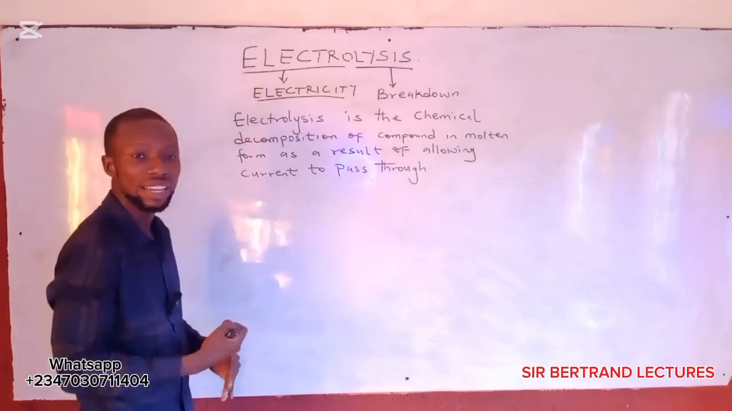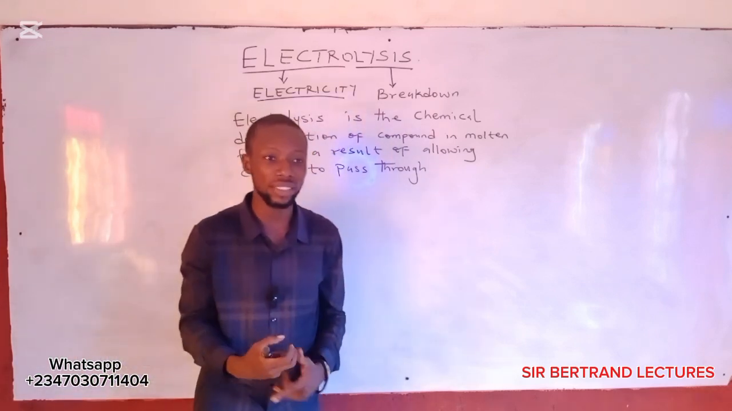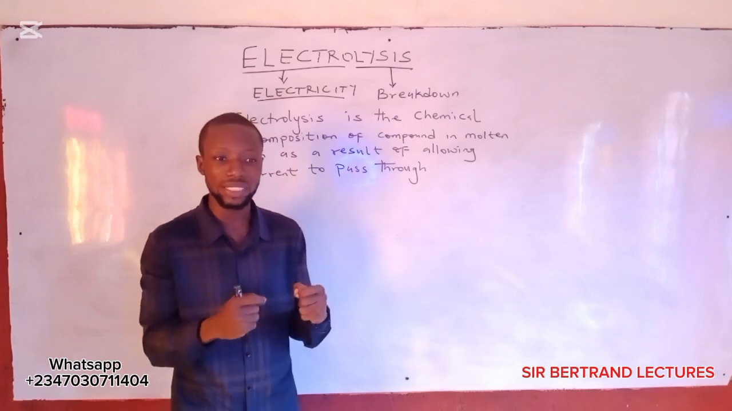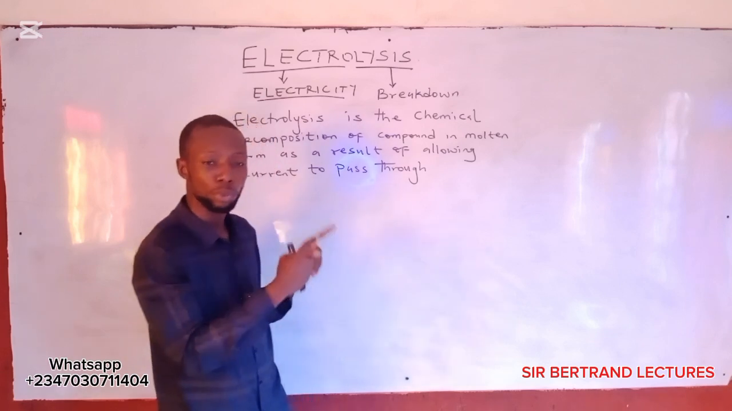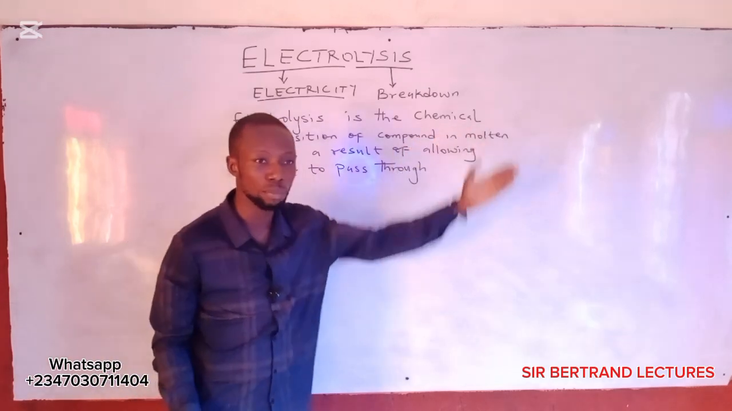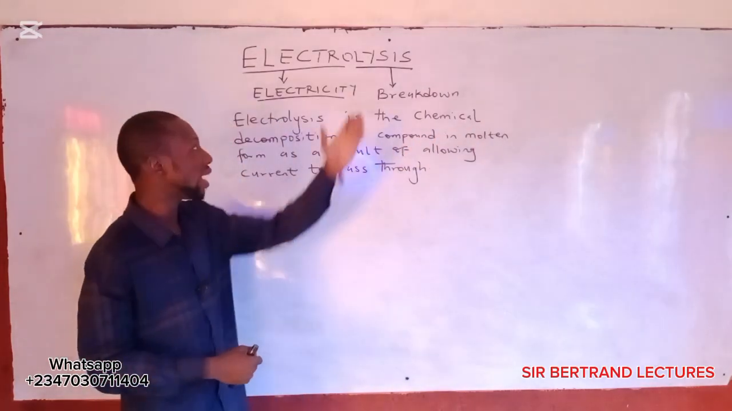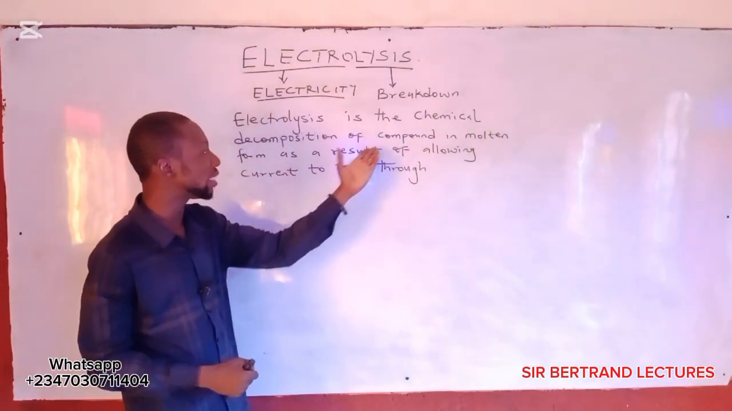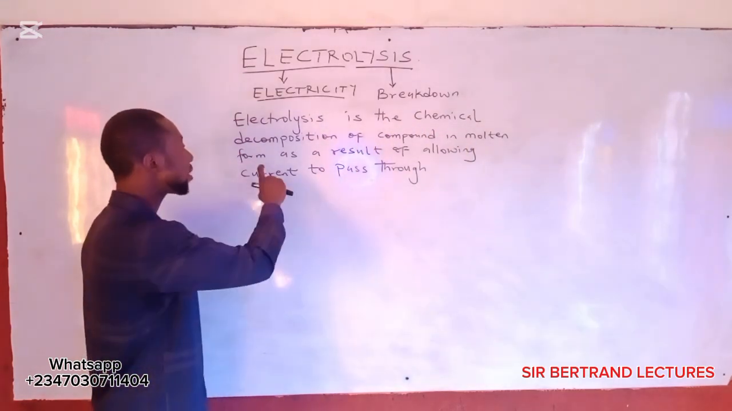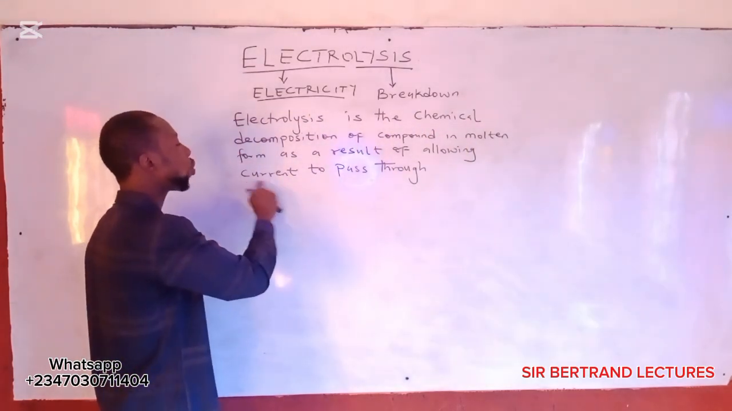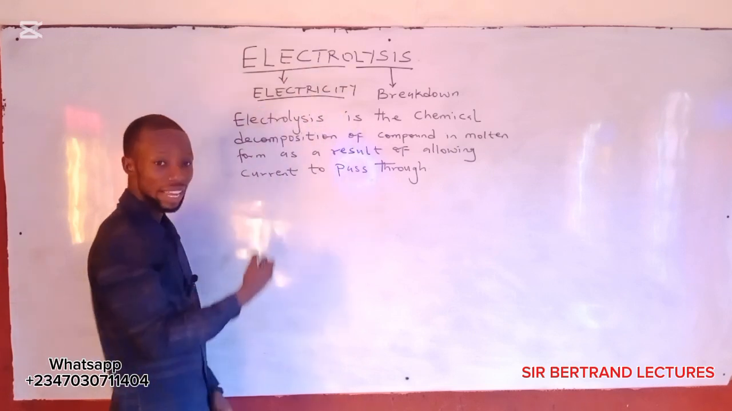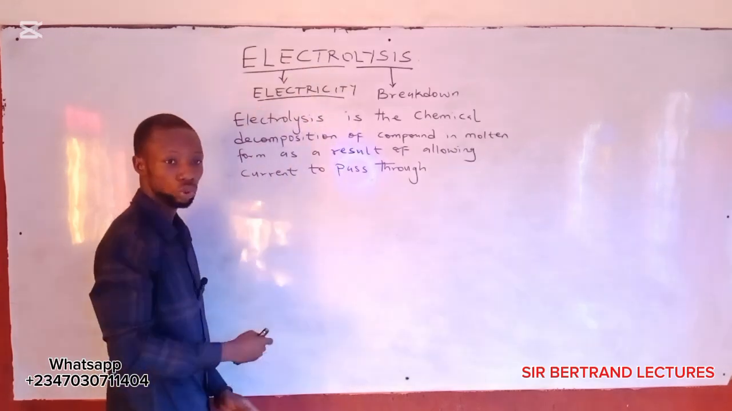Anytime you hear the word electrolysis, something is broken down. And what is broken down in the process of electrolysis? A compound that is in molten form. Lysis means to break down. That means the compound in molten form is broken down as a result of allowing current, the electricity from the word electro, to pass through.